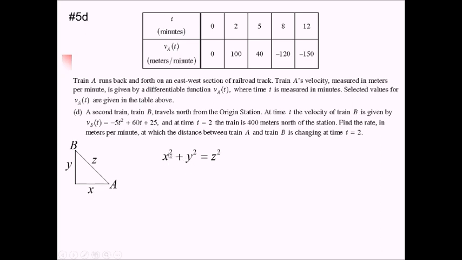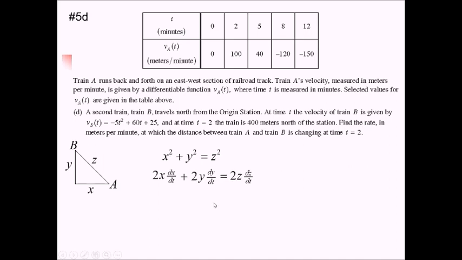So derivative of x squared, that's going to be 2x times dx over dt. Every single one of these letters is a function of time, so we use the chain rule every single time and multiply it by the derivative of the distance function with respect to time. So this next one then is going to be plus 2y dy over dt, and that's all going to equal 2z times dz over dt.